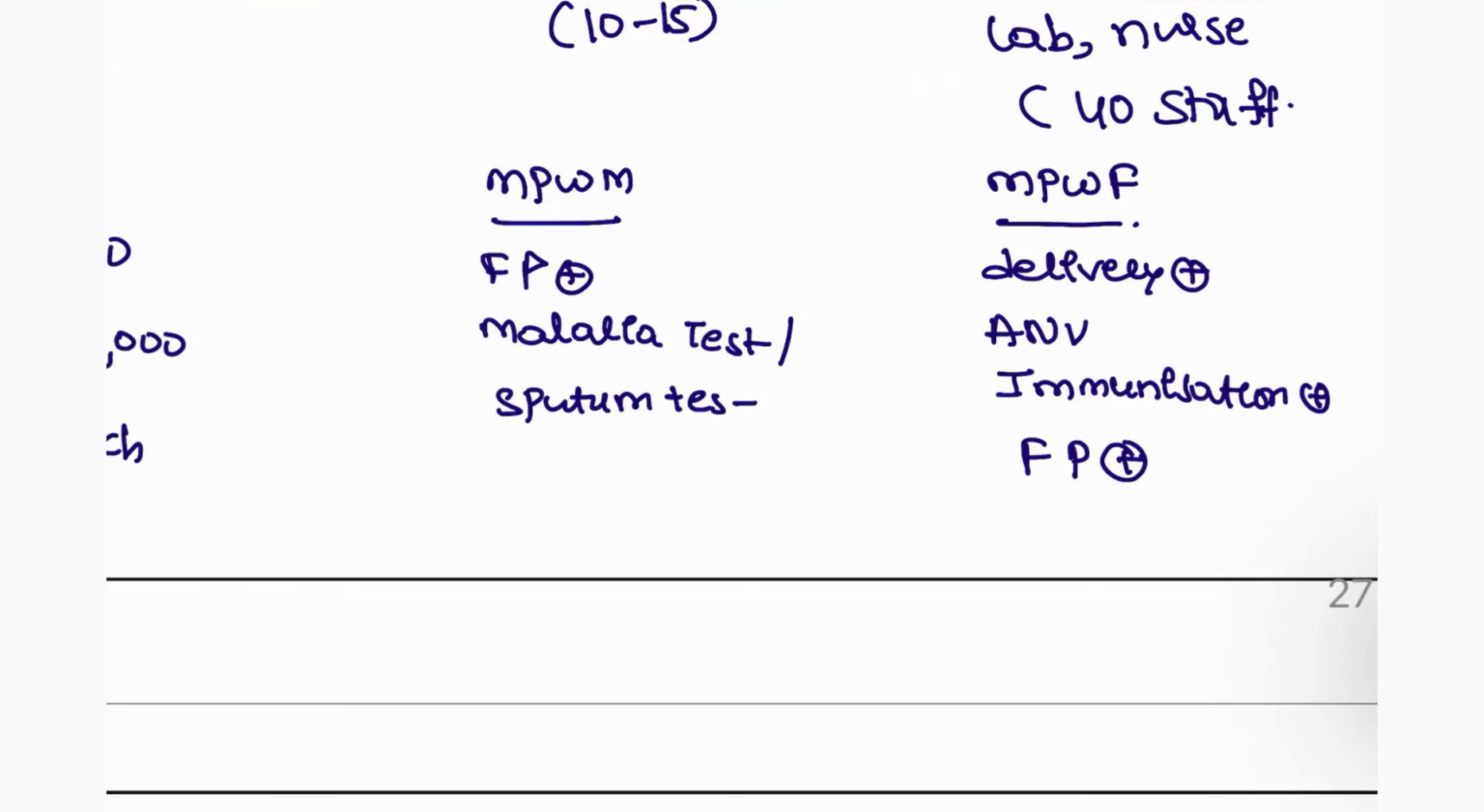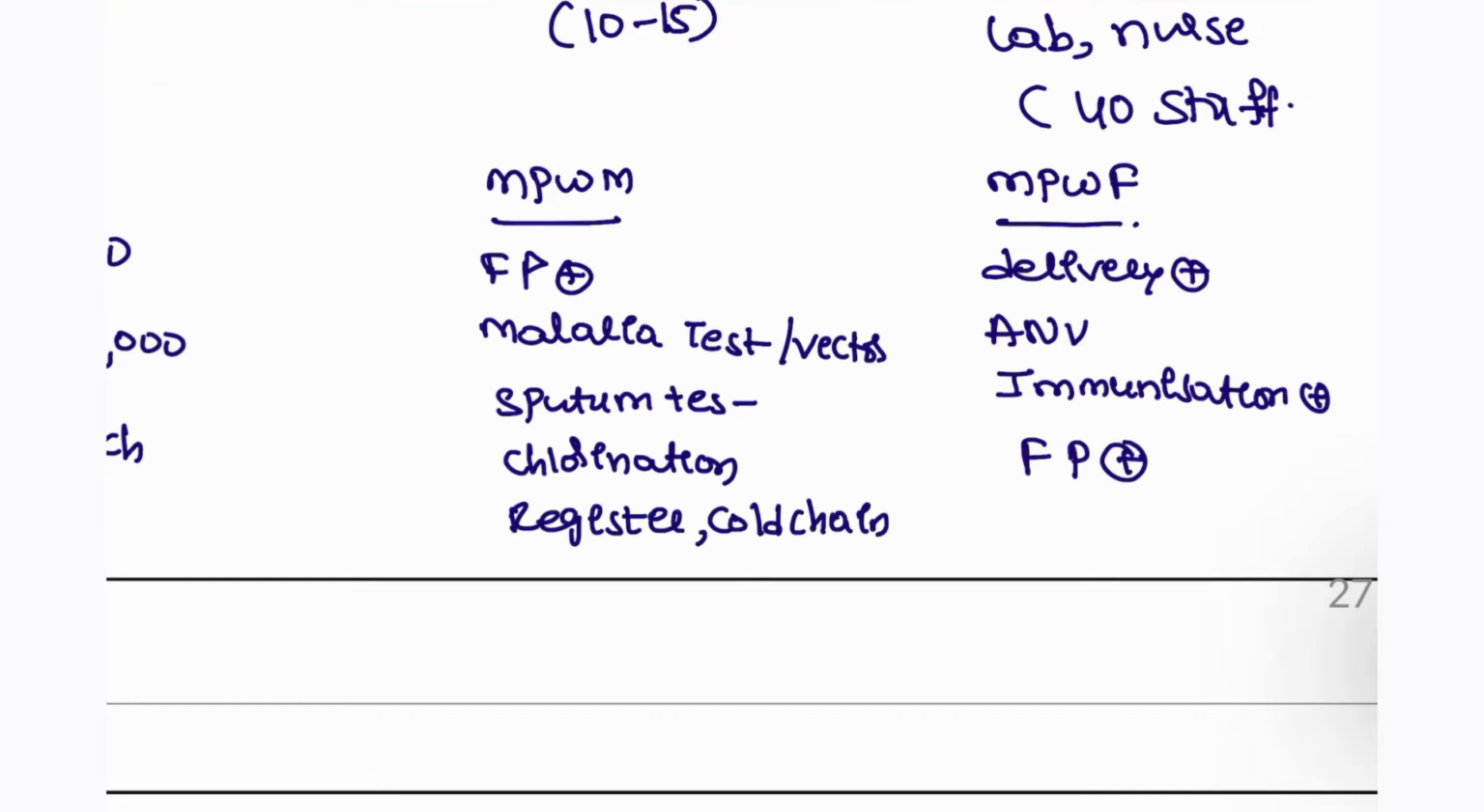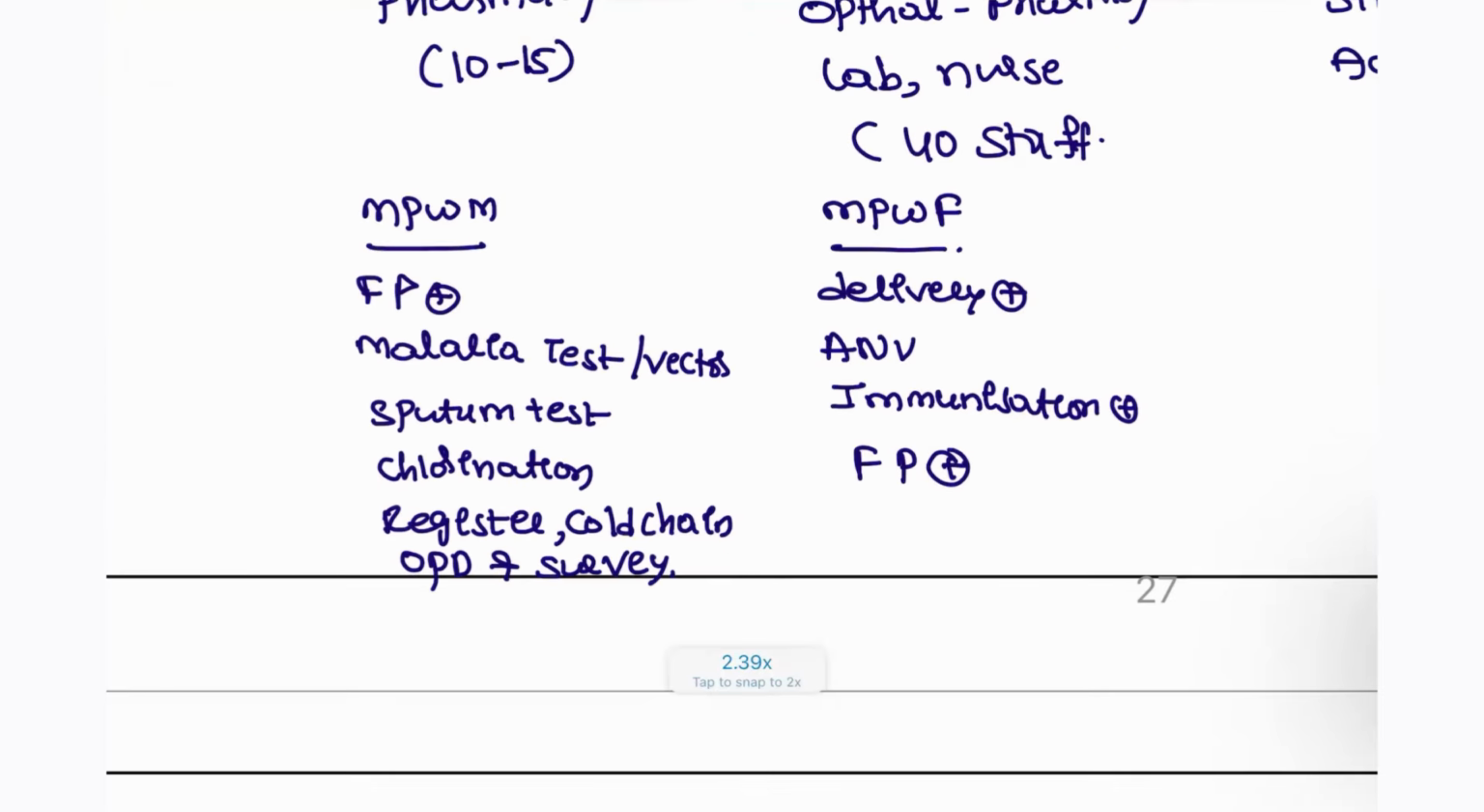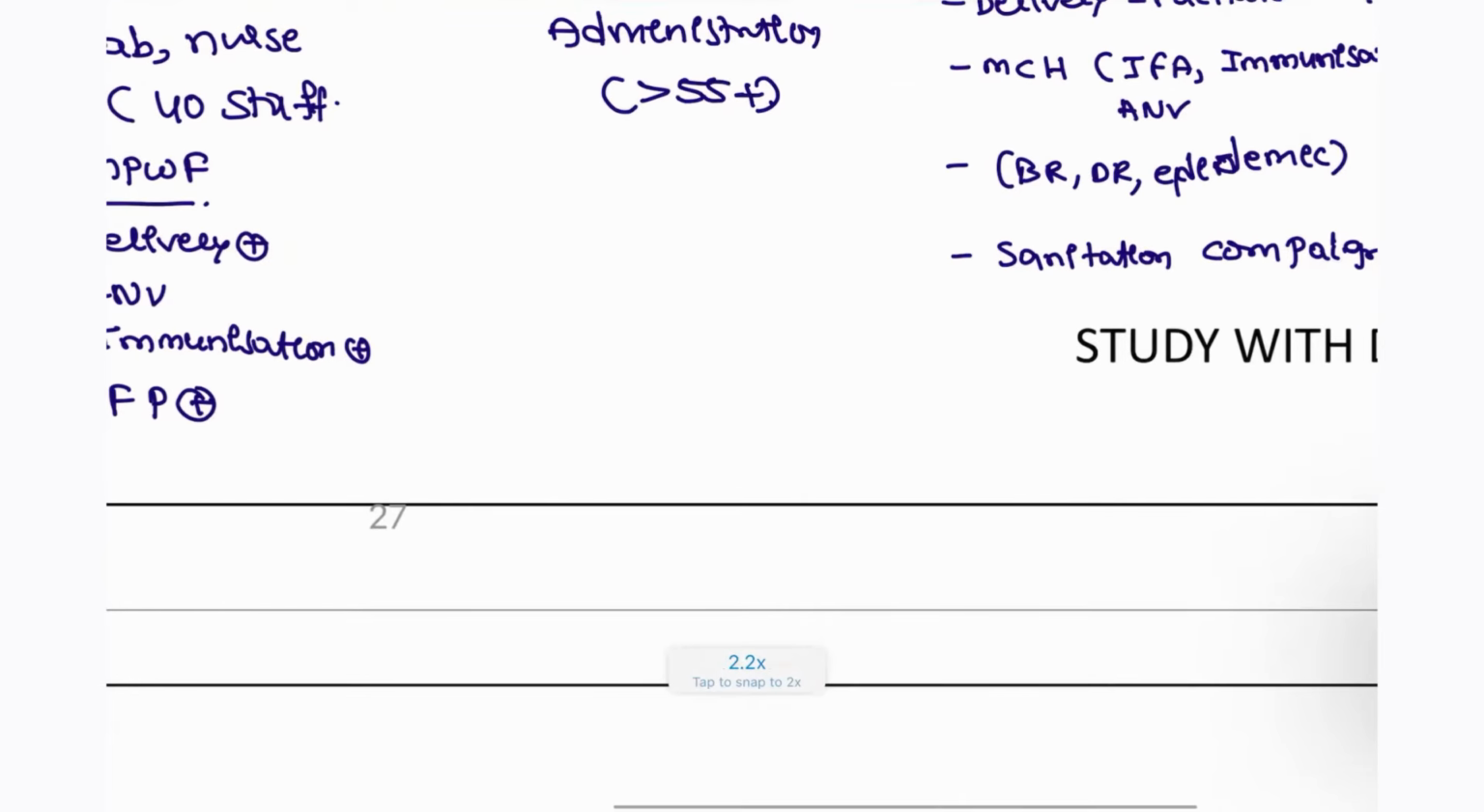Malaria means you can consider the other vector borne diseases also. Chlorination, maintaining of the register, maintaining the cold chain of the vaccination, and OPD survey. This is done by the multipurpose worker male and the multipurpose worker female.